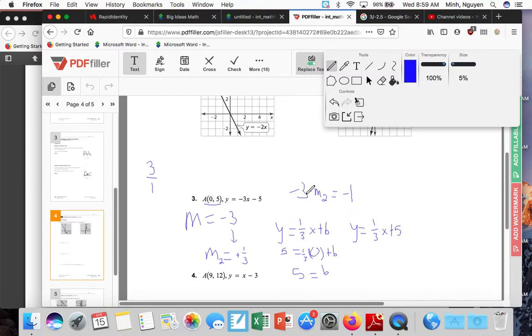The lines have to be equal to each other because they intersect at a point. To find that point, you'd say -3x minus 5 equals 1/3 x plus 5. You solve for x here. After you find x, you plug it into either equation to find y. After you have an x and a y, you use the distance formula between that spot and the given point to find the distance.